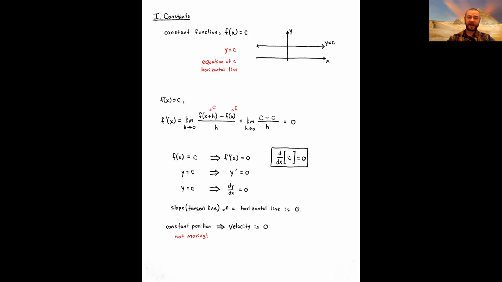And if your position is constant, well, your velocity is 0. Recall, we have this relationship. Velocity is the derivative of position. Velocity is the instantaneous rate of change of position. So we get this physical interpretation. If your position is constant, your velocity is 0. Again, a lot of different ways to interpret the derivative of a constant equals 0.